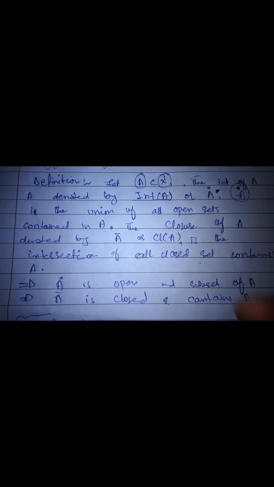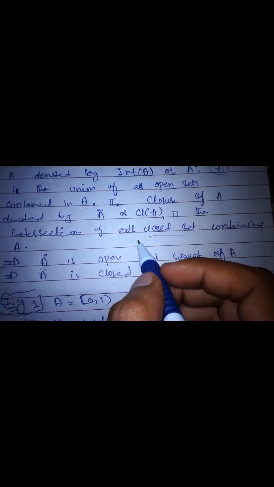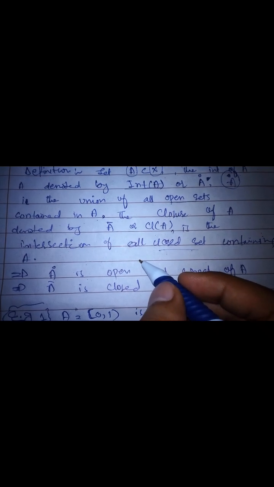The closure of A, denoted by A bar or cl(A), is the intersection of all closed sets containing A. A is contained in the intersection of closed sets. Suppose that these are closed sets. The intersection of all closed sets containing A is called the closure of A.